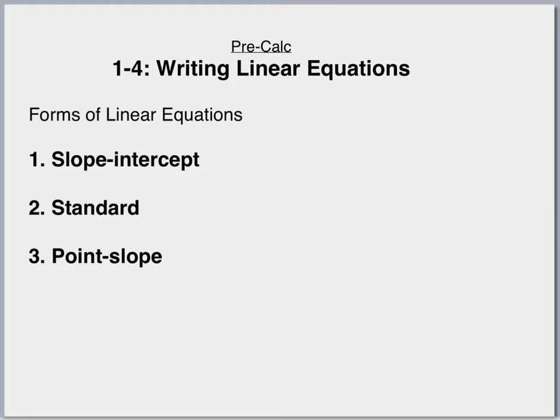First of all, the forms of linear equations. The slope-intercept form, which you know should look like this. Y equals mx plus b. And of course the two key things here are the m, which stands for the slope, and the b, which is the y-intercept.